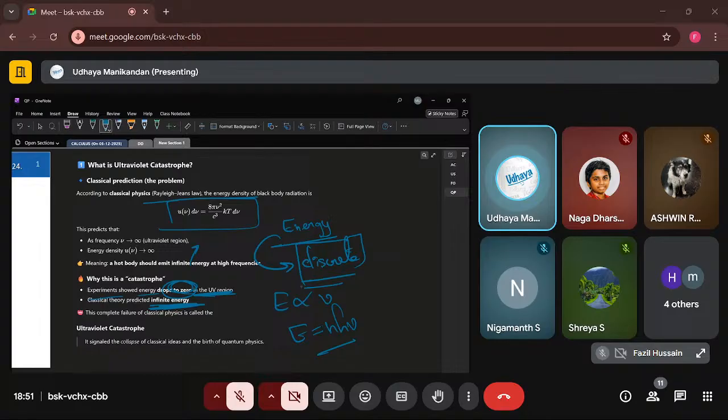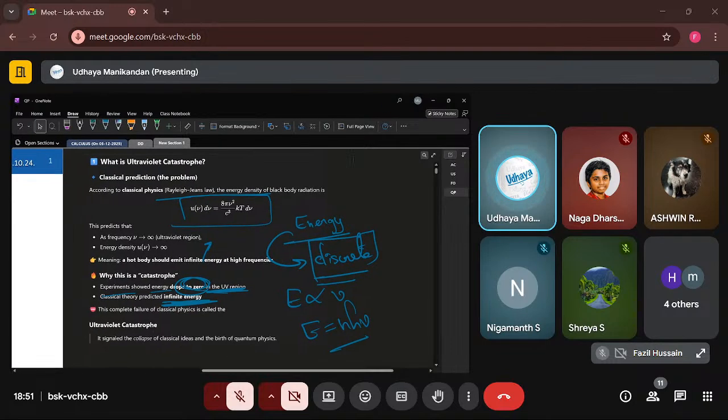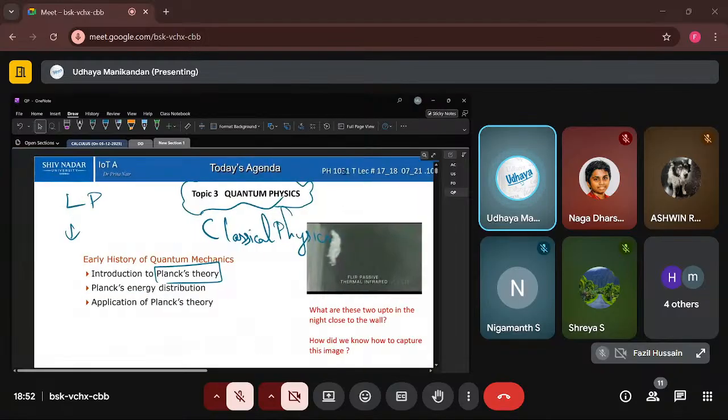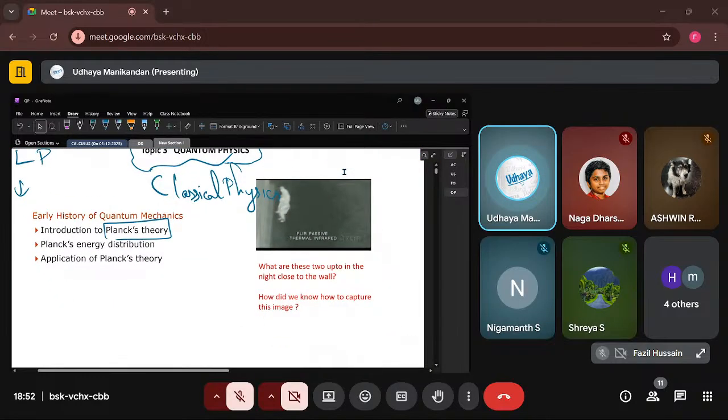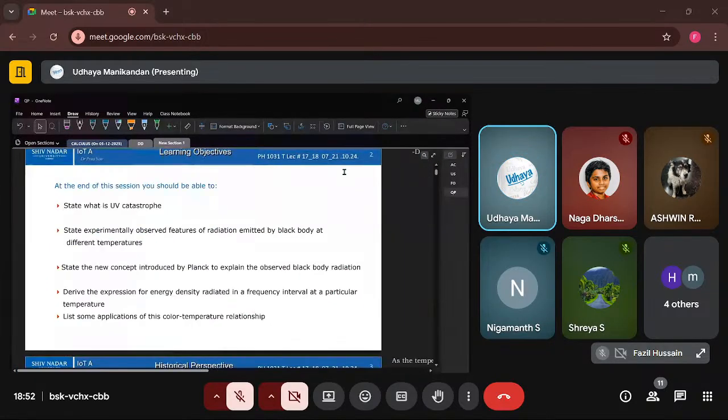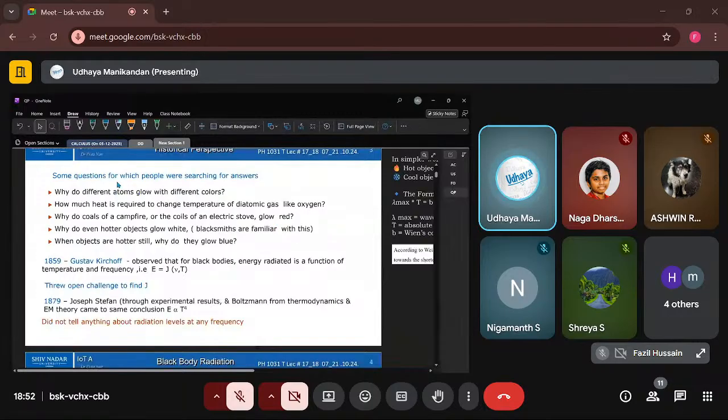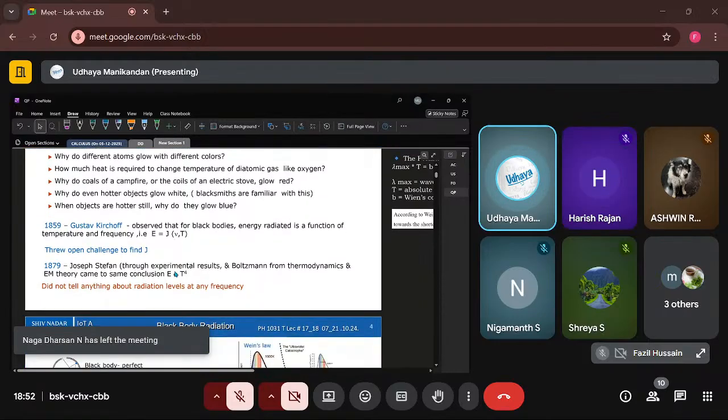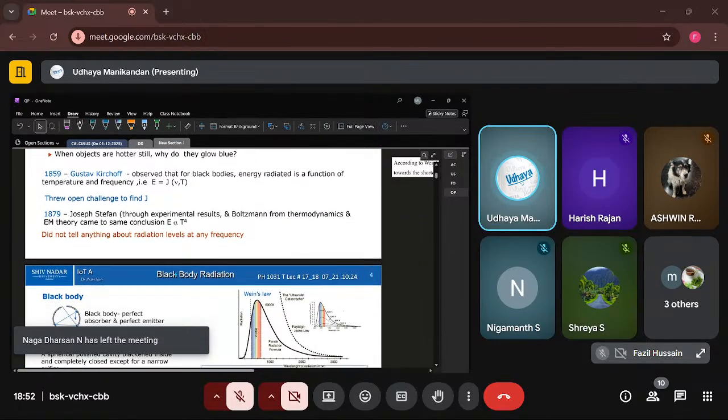Because energy was assumed to be discrete, he added up the energies and distributions, and he obtained an energy density expression, which was actually deduced to be what? Both Rayleigh-Jeans and one more, right? So we'll be seeing that throughout this. So let's see this. I told you there are a few questions for which people were searching for answers, but all those questions were not answered by classical physics, so there was a need for quantum physics.